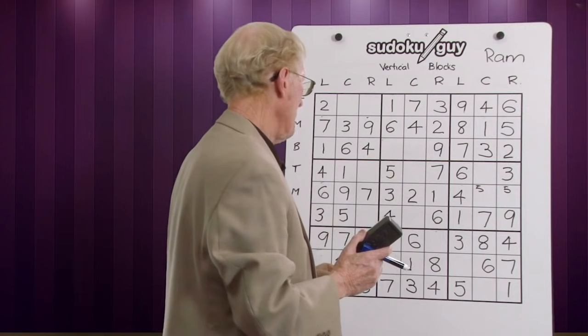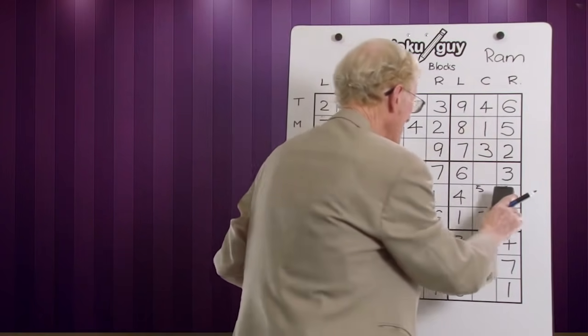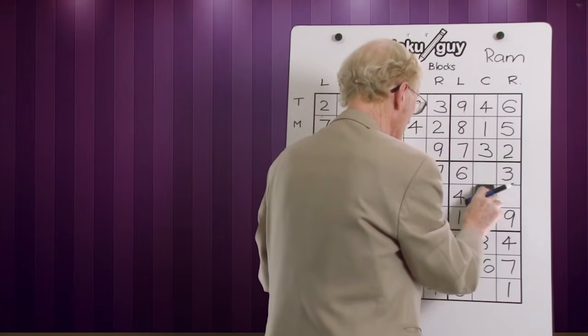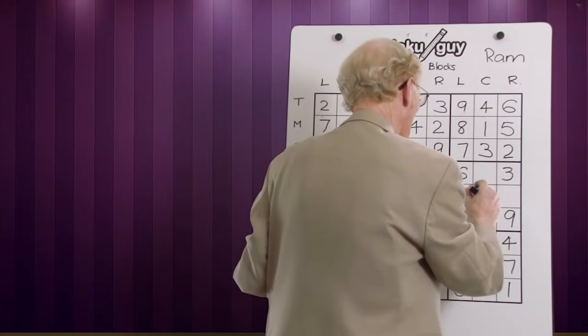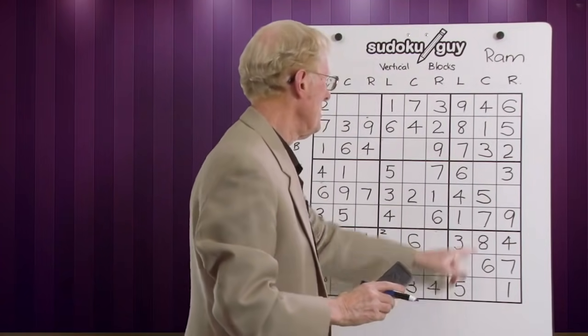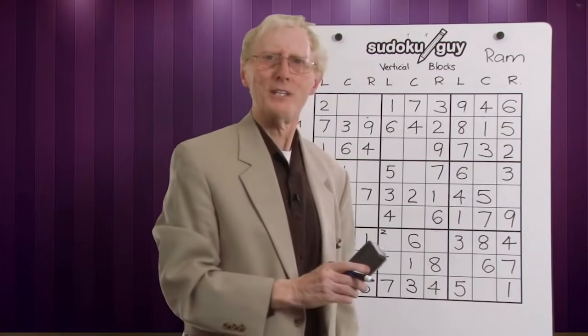Done. 5s. We have 1 5 here. That cancels out this 5. So this becomes a 5. Okay, and that works out. You can always check yourself. Look, left, center, right. Yes, we did it right.